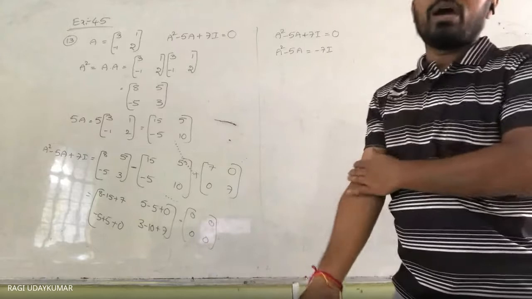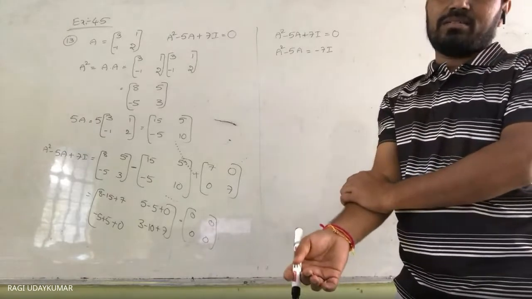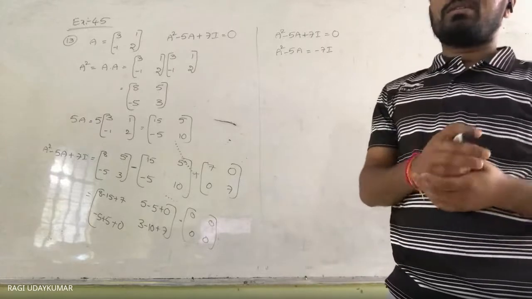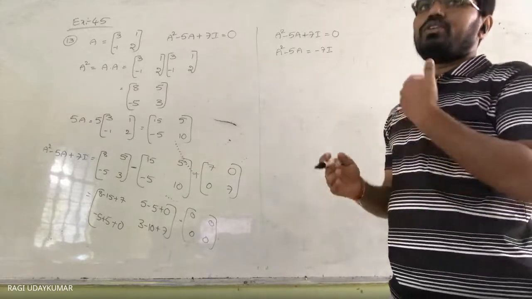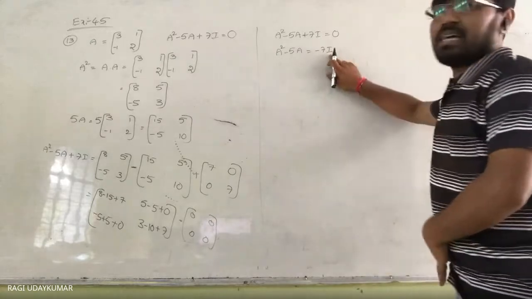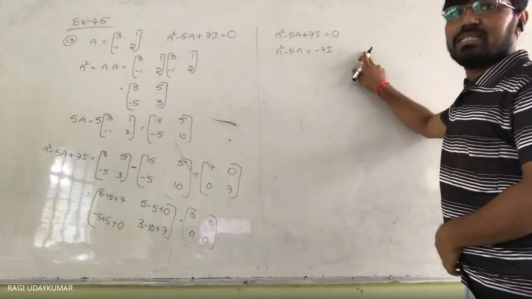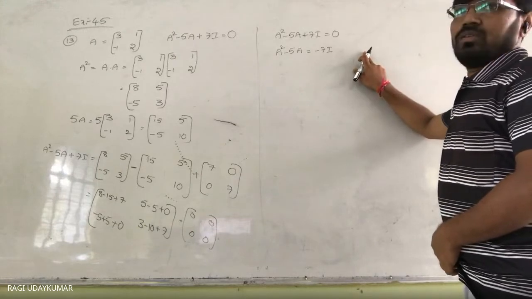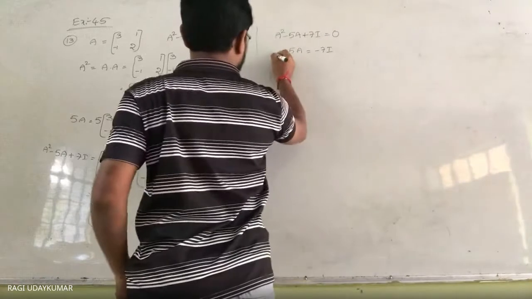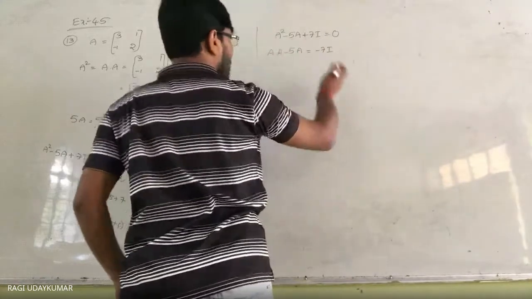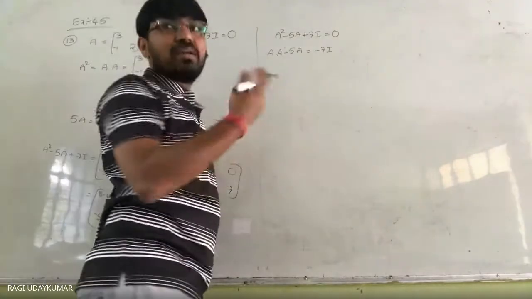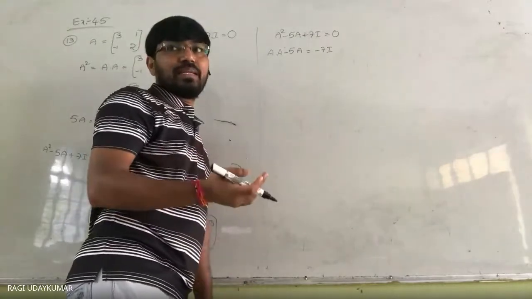Okay, now you have to find out A inverse. So if you want to find A inverse, we need to get the A inverse here. To get A inverse, multiply A inverse on the right side. So this A square can be written as A into A. So I am multiplying A inverse on the right hand side, meaning post multiplication. We call it post multiplication.